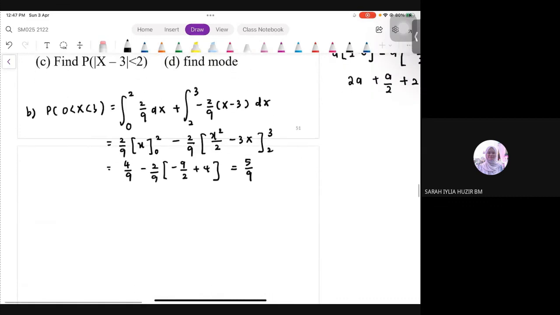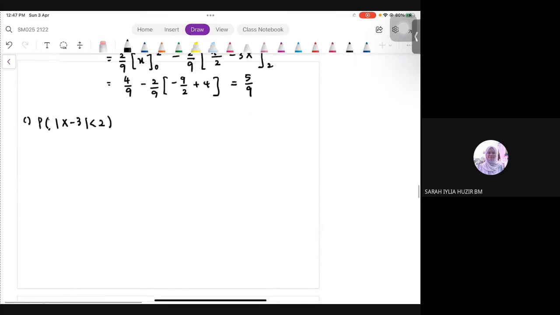We have to find probability absolute of x minus 3 less than 2. Okay, so now this is something else because we have a absolute equation, absolute inequality in our question. So we have to simplify it first to find what is the actual region. Kawasan mana yang kita nak kena cari sebenarnya. Okay, since this is less, we can open up. It's actually from negative 2 up to 2.